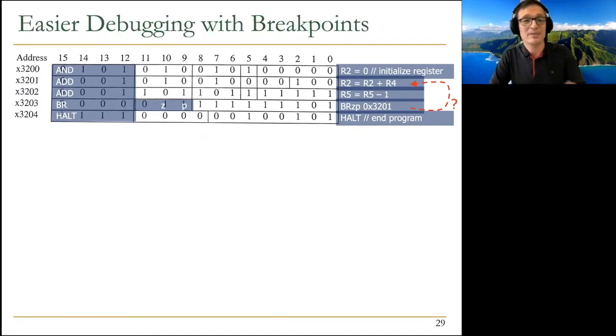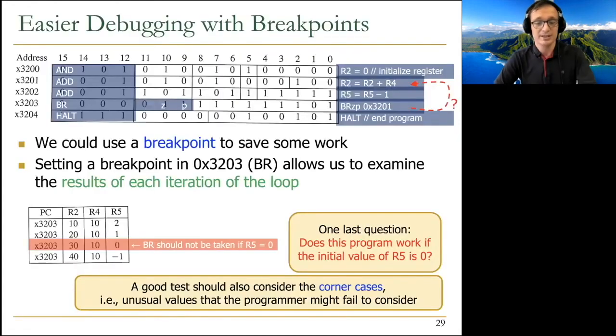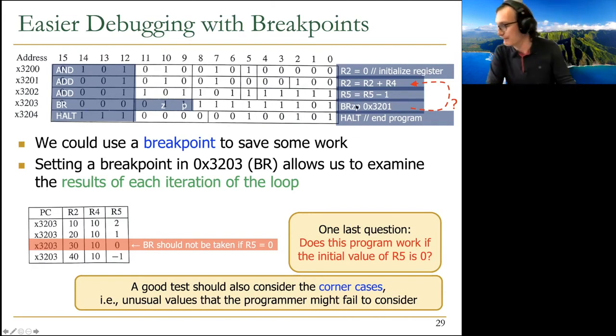Okay, so we discussed the breakpoint. Okay, so basically a good test should consider the corner cases, meaning unusual values that the programmer might fail to consider. And again, this is not a well-written program because it didn't consider many corner cases, including whether R5 was 0 and whether when you should really branch over here.